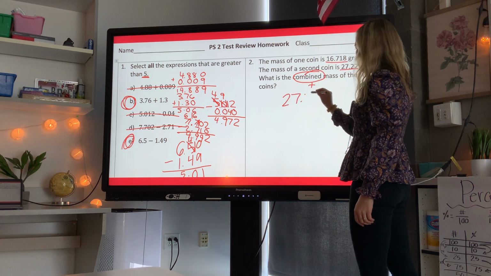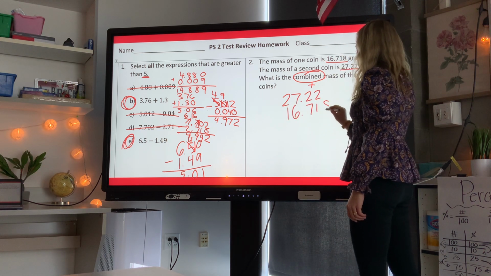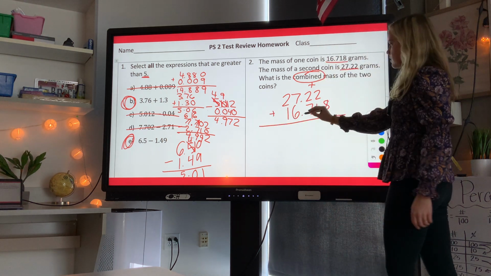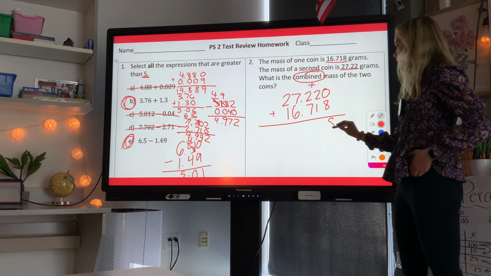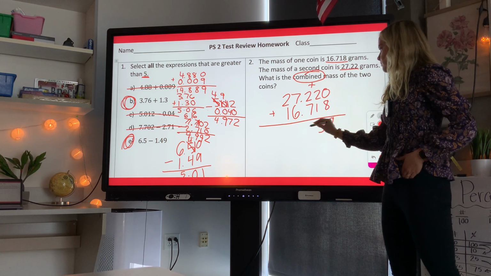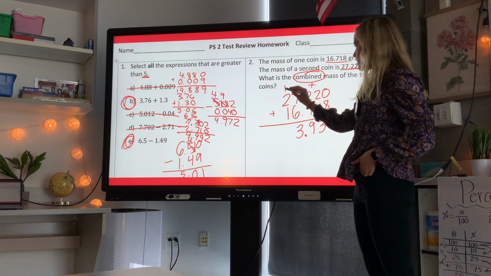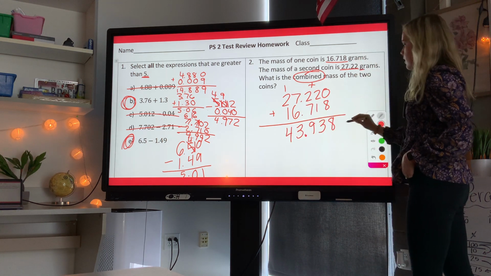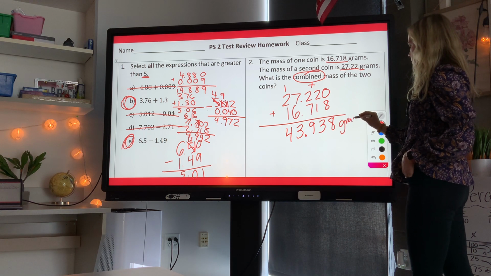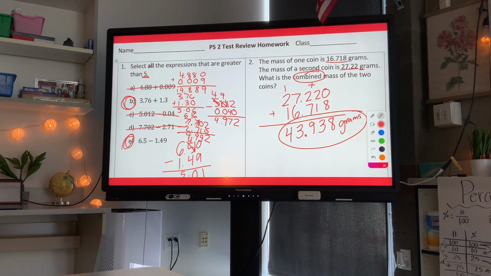So we have 27.22 plus 16.718. My decimals are stacked up on top of each other. I add a 0 for the missing place value, and then I add starting on the right side. Here 6 plus 7 is 13, so I put the ones place and then the tens place. 1 plus 2 plus 1 is 4. So my combined mass is this many grams. You can label it. So that was just practicing some addition, or finding the sum of two values.